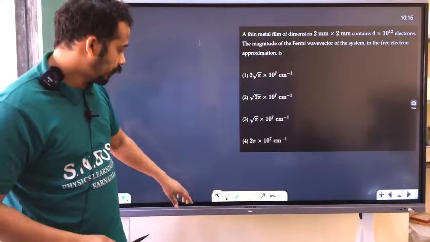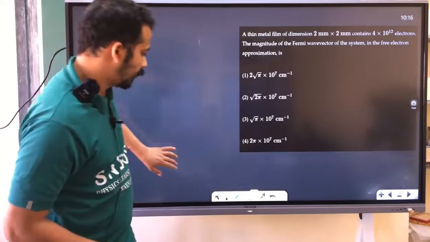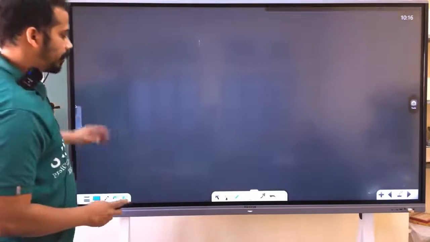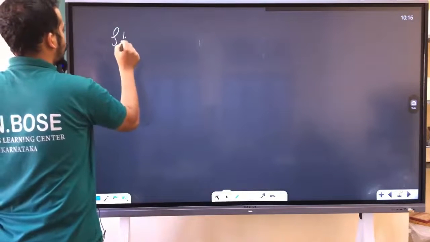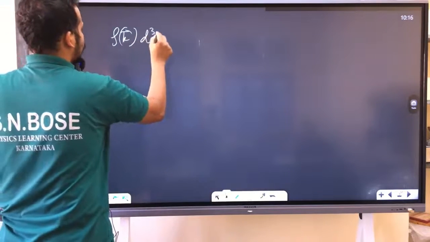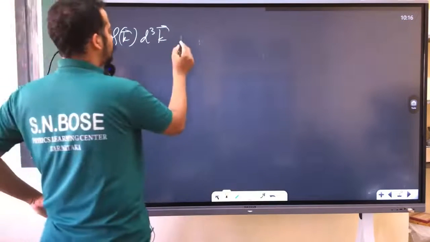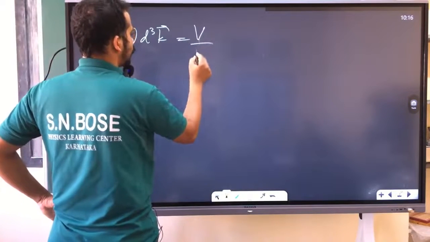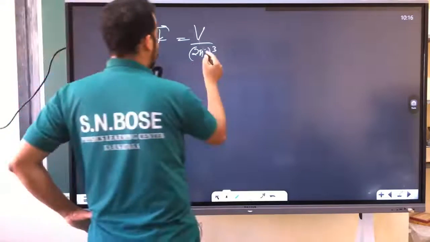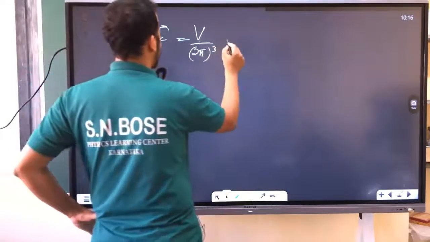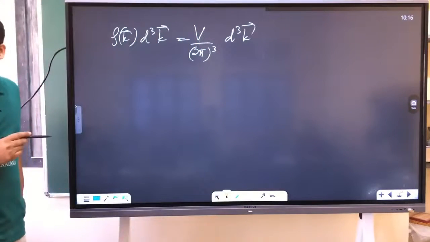So what I will do here is come to this problem. First, we shall think like this. What was this one? rho of K vector, d cube of K vector, am I right? This is the number of translation states whose K vector ranges from K to K plus dK. V by 2 pi the whole cube. First I'll do it for 3 dimensions, then for 2 dimensions. d cube of K, isn't it? Number of translation states.